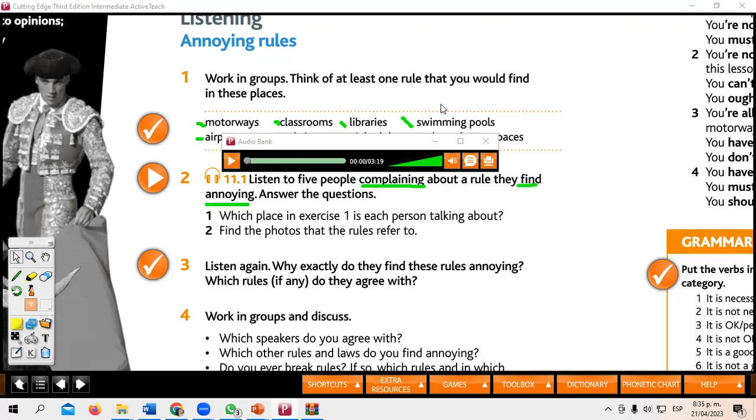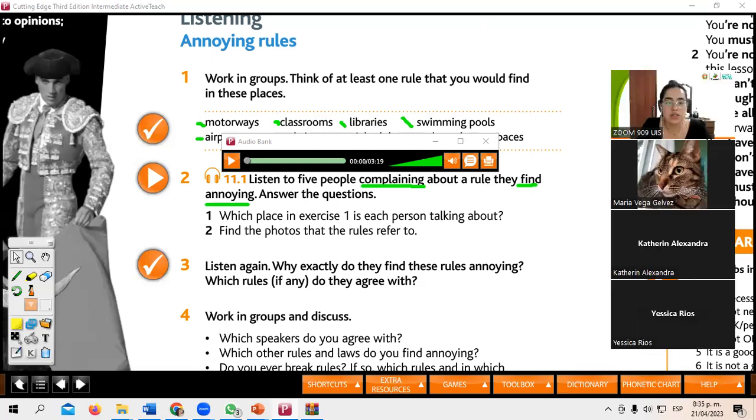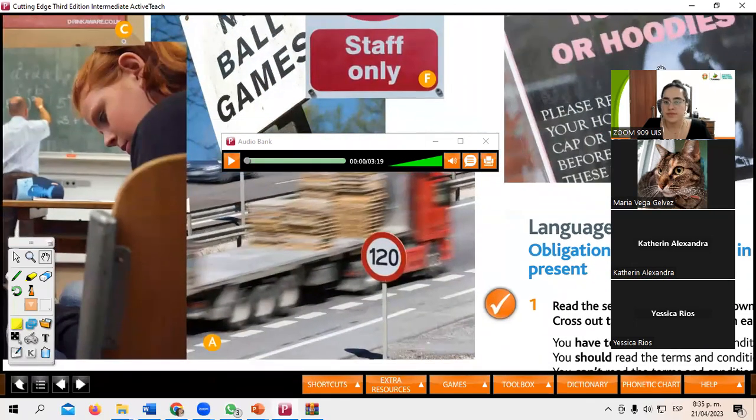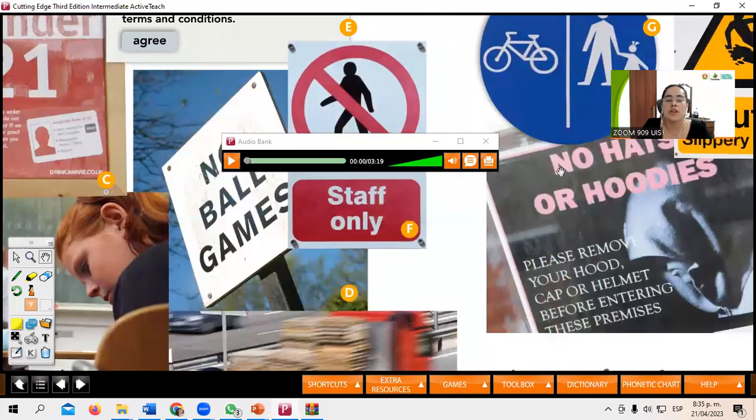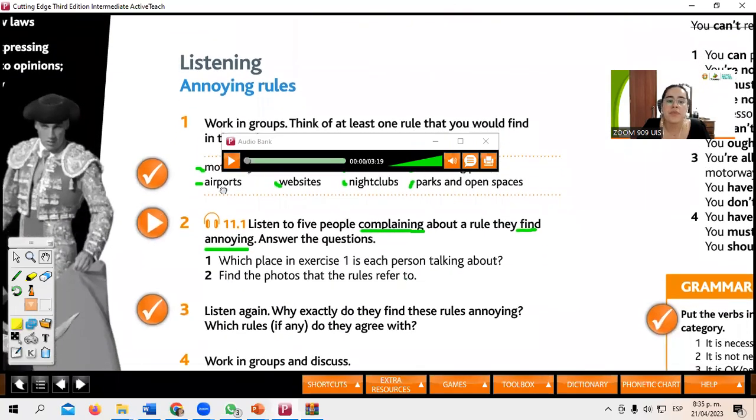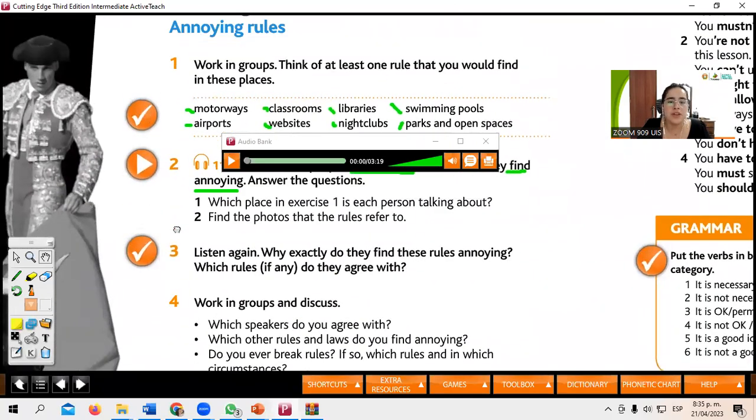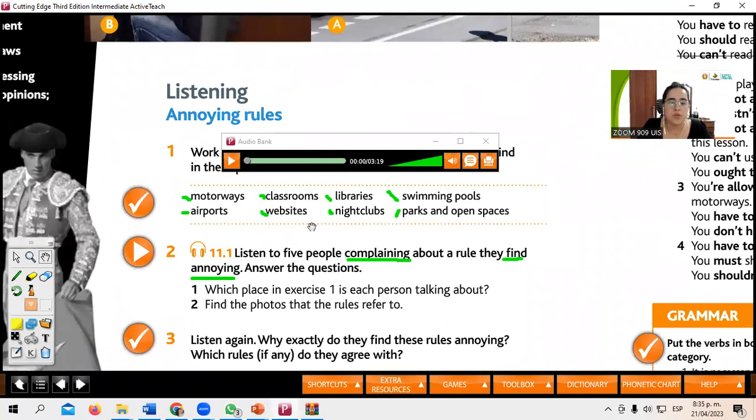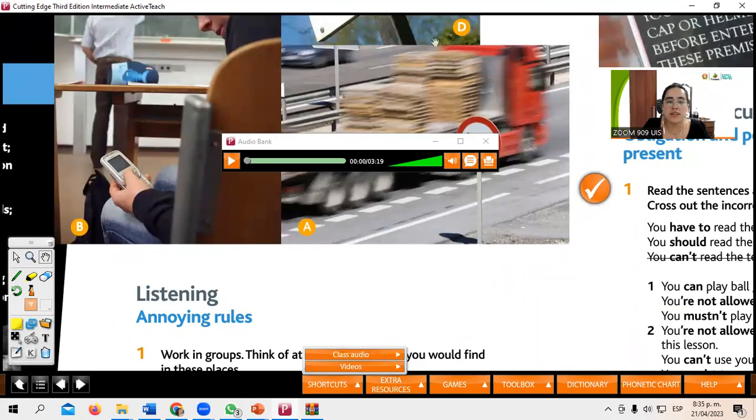Okay, guys, have you got the answers, the places and the pictures to match to each rule? Or not? Have you got all the answers or not? No, teacher. No? All right, so let's just listen one more time, okay? So teacher, you can answer the question. First, the places from the box: motorway, classroom, website. So number 1, what place? And also select the picture that the rule is referring to.